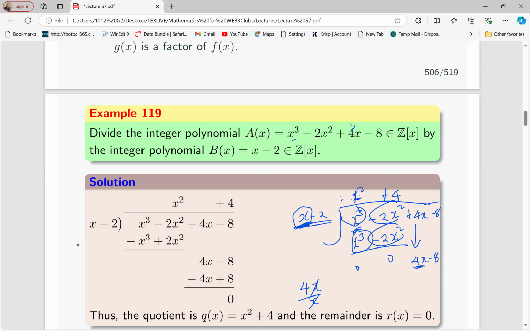So this 4 times the entire polynomial would be 4x minus 8. Then again subtract, you have a 0. So that's how you do it.